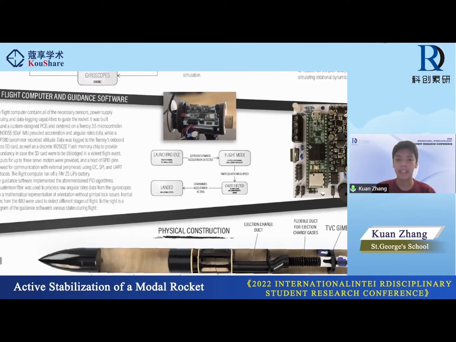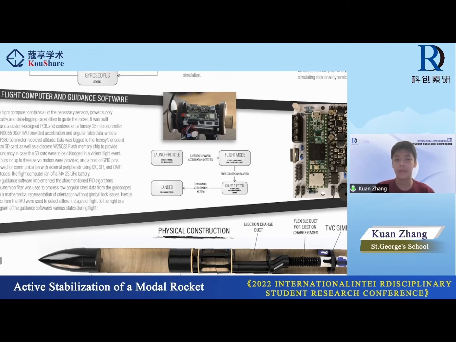The computer was centered around a Teensy 3.5 microcontroller, which is this green board over here. A BNO055 9-degree of freedom inertial measurement unit, this component here, provided acceleration and angular rates data, while a BMP280 barometer, which is this chip over here, recorded the altitude. Data was logged to the Teensy's onboard micro SD card here, as well as a discrete W25Q32FV flash memory chip to provide redundancy in case the SD card were to be dislodged. So the flash memory chip acts sort of like a black box in the event of a crash.